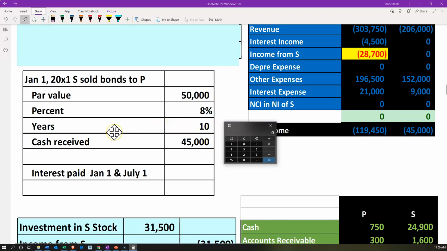We're going to say 50,000 times 8%. That's going to be 4,000. That would be for the year. And then we get paid twice a year.